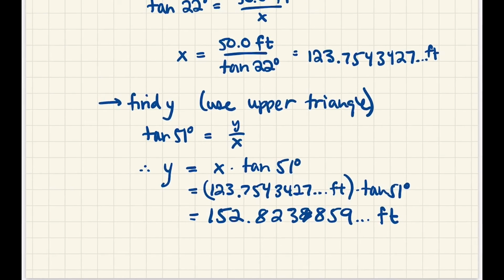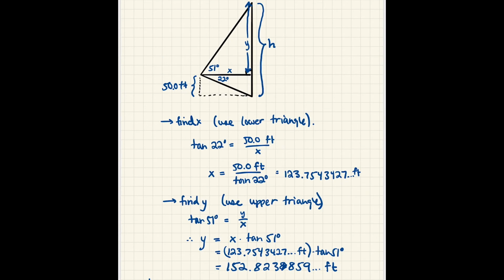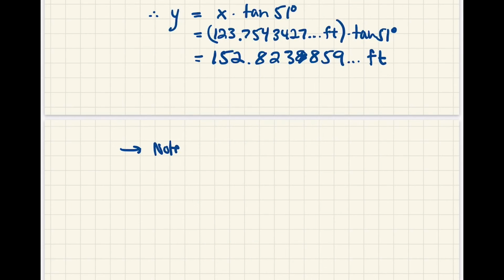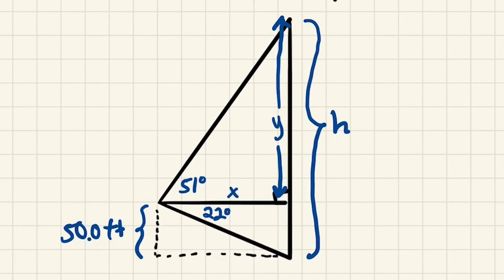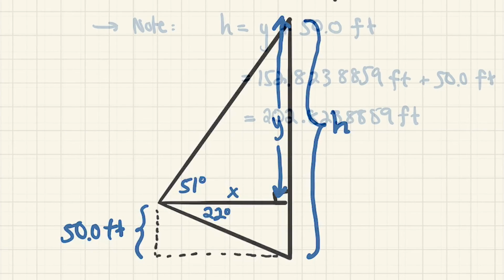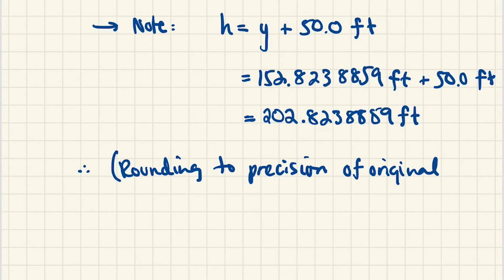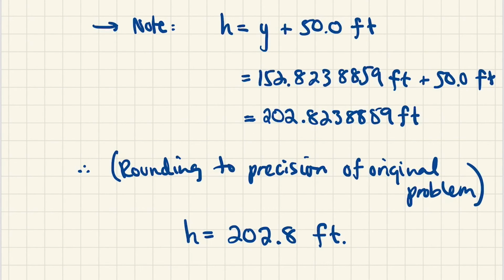feet. Okay, well, isn't h just 50 feet plus that? So the very precise version of h would be 202.82 and so on feet. However, we need to round our answer to the precision given in the problem statement. It looks like we used tenth of a foot, so let's round our h to tenth of a foot. And there we are.